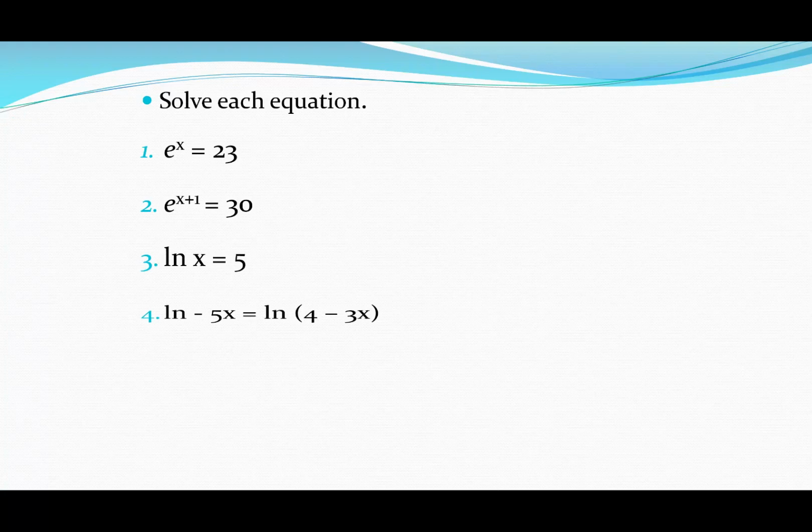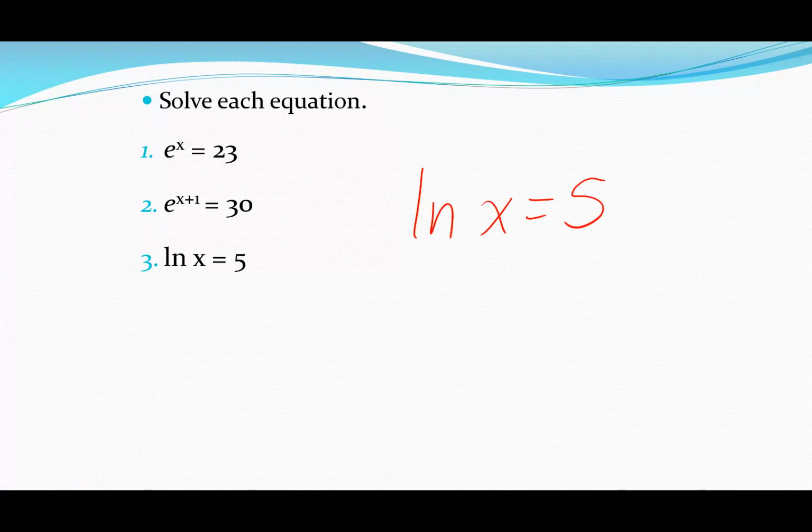Okay. All right, so what if we have the natural log of x? Natural log x equals 5. Now this is where it gets a little more interesting. Not any harder, but a little more interesting. Because to get the x by itself, I need to cancel out the natural log. So what cancels out the natural log? Well, e does.